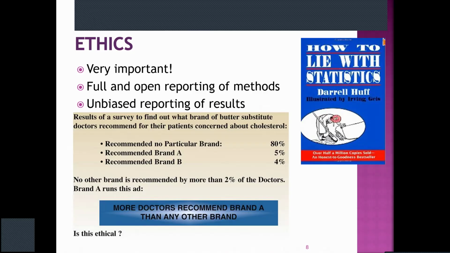So brand A runs this ad. More doctors recommend brand A than any other brand. Technically, yes, sort of, but really most doctors recommend no brand. So is this ethical? Absolutely not. This is not an appropriate way to do this. And so, watch out in the world and see what kinds of claims are being made and think about what you think about them.